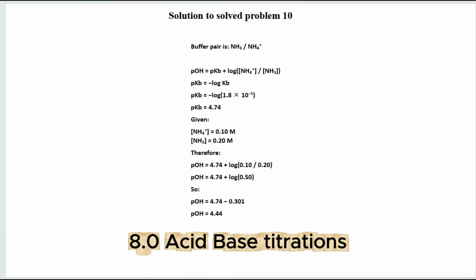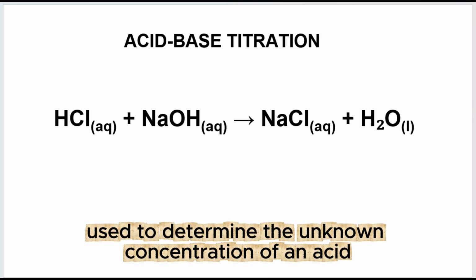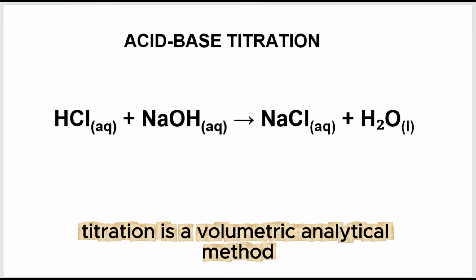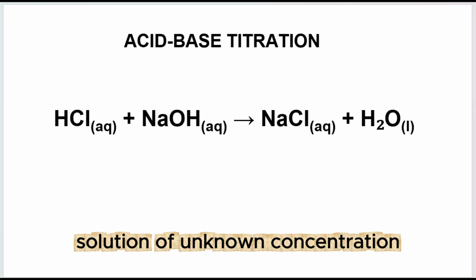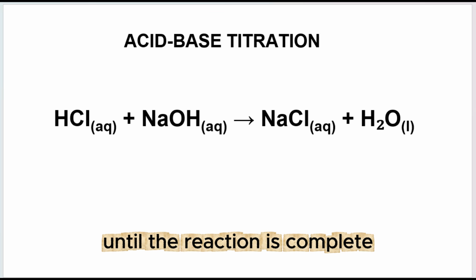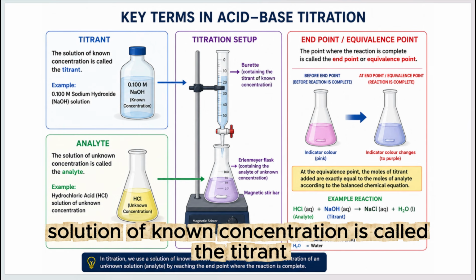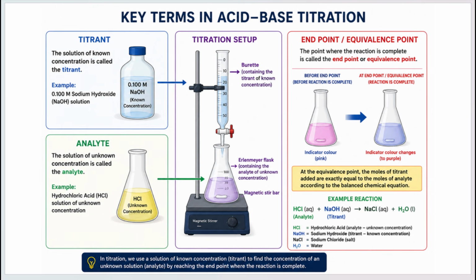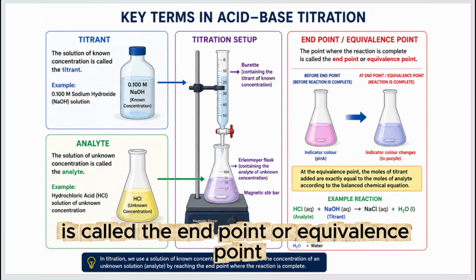8.0. Acid-base titrations. Titration is a laboratory method used to determine the unknown concentration of an acid or a base. To be more precise, titration is a volumetric analytical method in which a solution of known concentration is carefully added to a solution of unknown concentration until the reaction is complete. The solution of known concentration is called the titrant. The solution of unknown concentration is called the analyte. The point where the reaction is complete is called the end point or equivalence point.